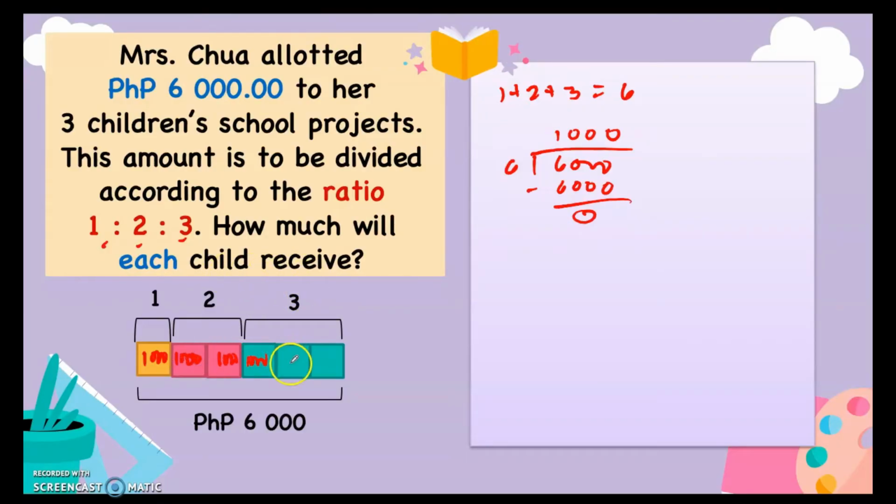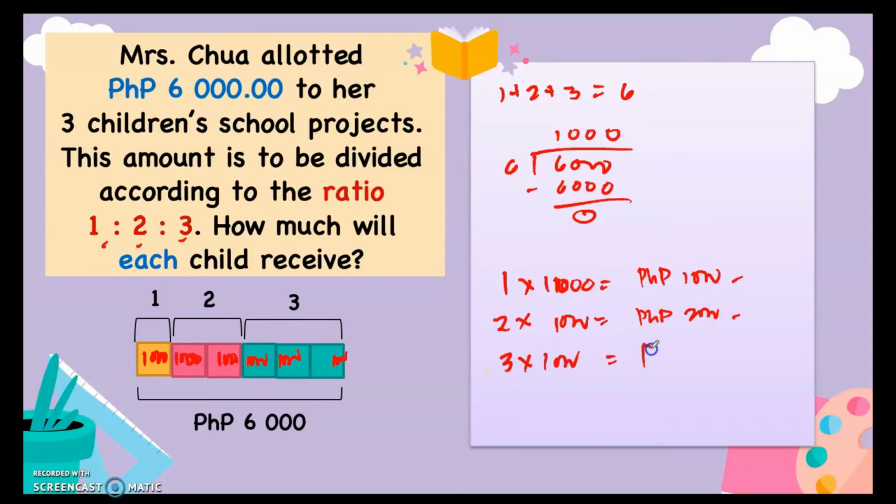This is still not the answer to what is asked, how much will each child receive. So we multiply 1 times 1,000. The first child will receive 1,000 pesos. The second child will receive 2 times 1,000, which is 2,000. And the third child will receive 3,000 pesos. To check if your answers are correct, we have 1,000 plus 2,000 plus 3,000. It's correct. We have 6,000 pesos in total. So this is our answer.